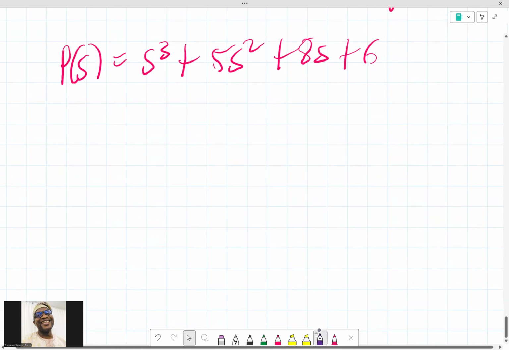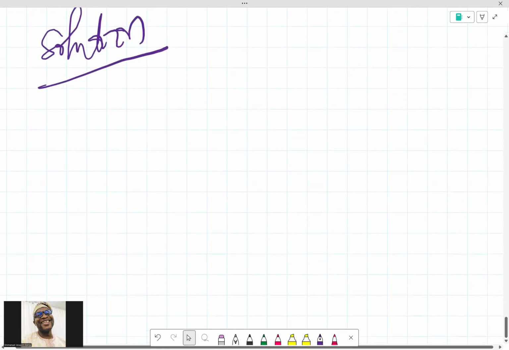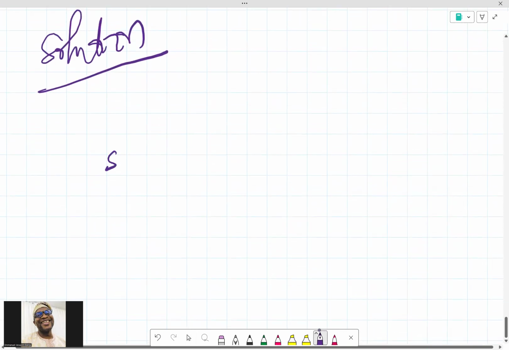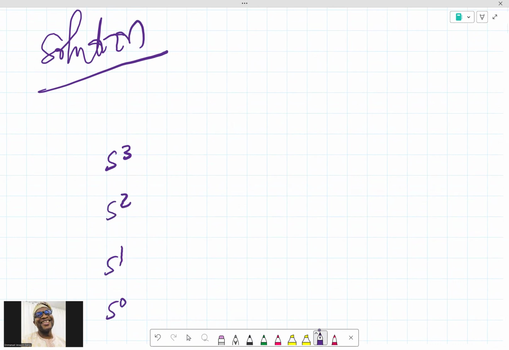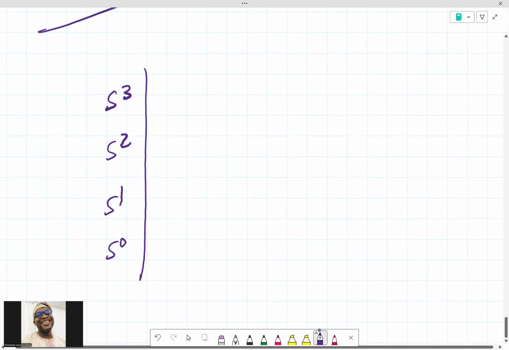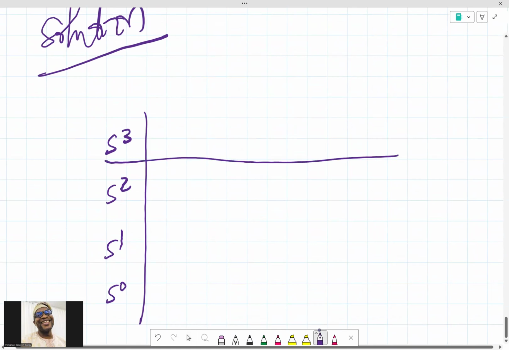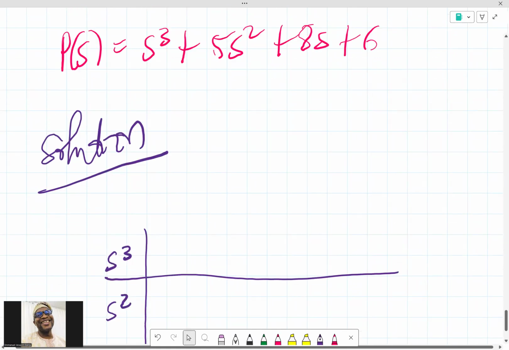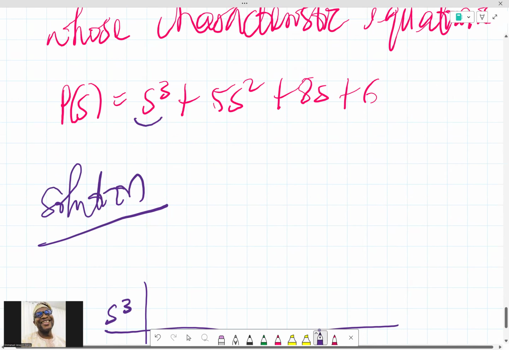So from what we got up there, when we talk about the solution, just make a table. You have the highest power s^3, then you have s^2, s^1, and s^0. That's talking about the constant, as you can see. Now, carefully, you need to put those values here. So here we have the coefficients of this and this. Those are the two we have. So you jump over them like that.